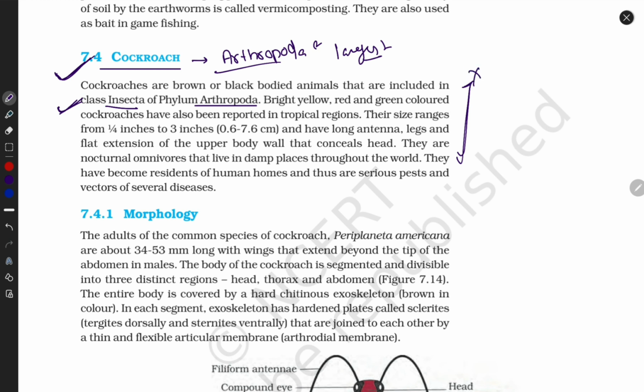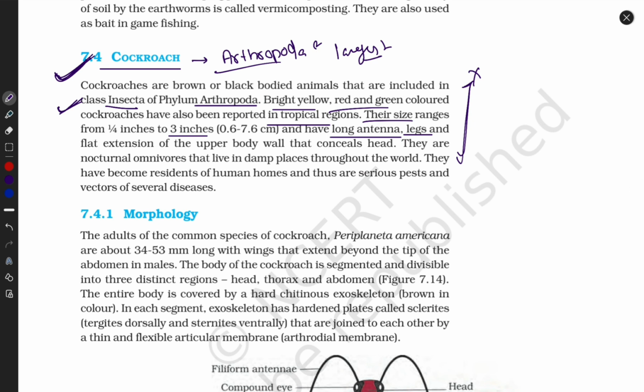This is a general introduction to become familiar with the cockroach. Their body color, they have wings, they are found in tropical regions. Their size is about 3 inches. They have antennae, legs, and some kind of wings. And they are not beneficial for humans. In fact, bees are useful, earthworms are useful, but cockroaches are not useful for human welfare.